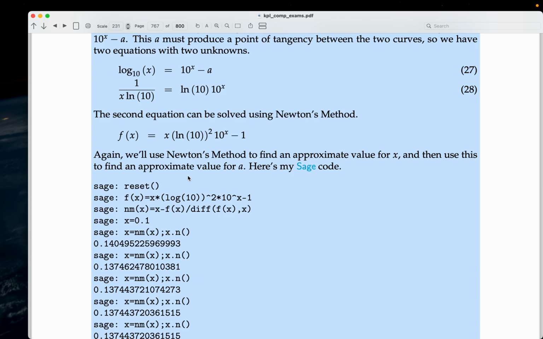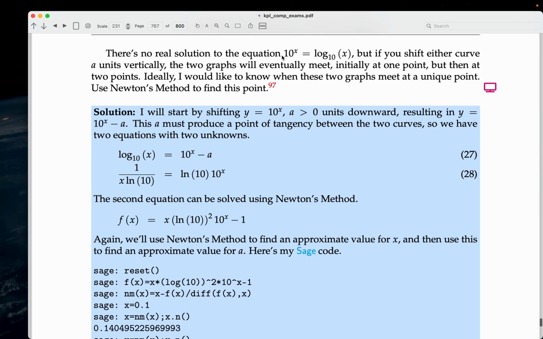Okay, we're on this question over here. I'm talking about the SAGE code. And again, the question is 10 to the x exponential equals log base 10 of x. The curves don't intersect in real space. And the bottom line, they say if you translate these guys over here, they'll meet at a unique point.